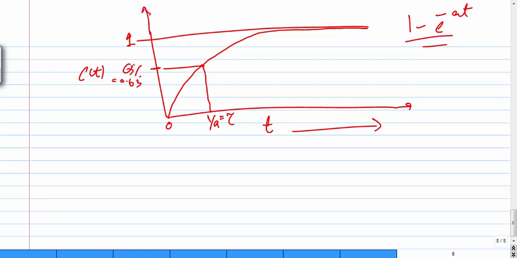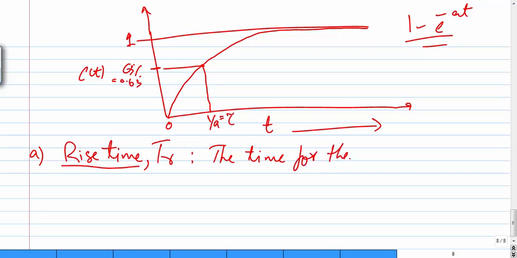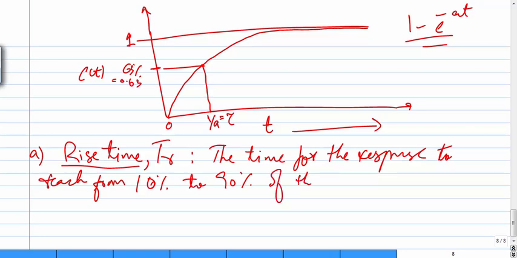Okay. Now the one thing that we have in a first order system is known as the time constant, and the second thing that we do have is known as rise time. We represent it by Tr. So rise time is defined as the time for the response to reach from 10% to 90% of the final value.